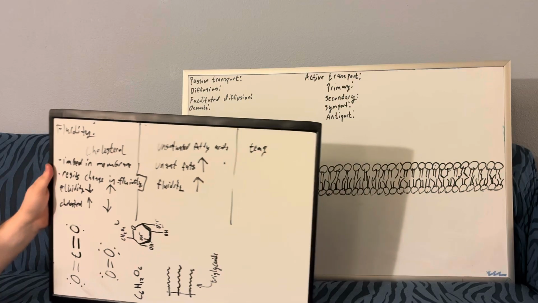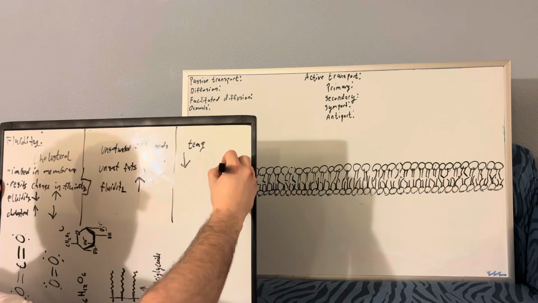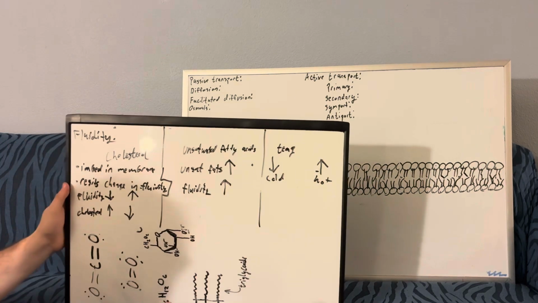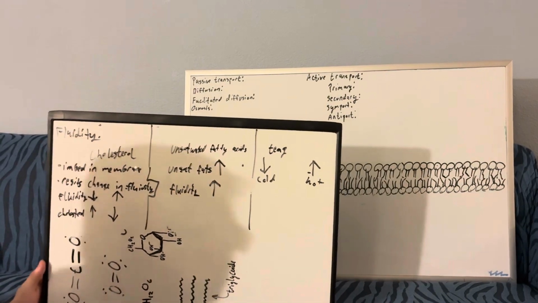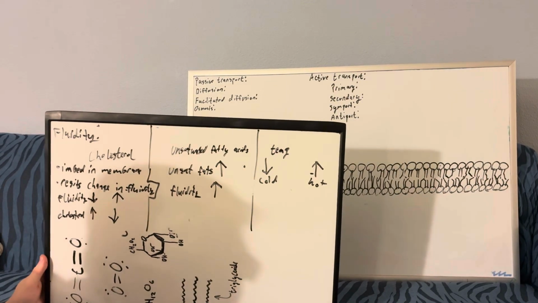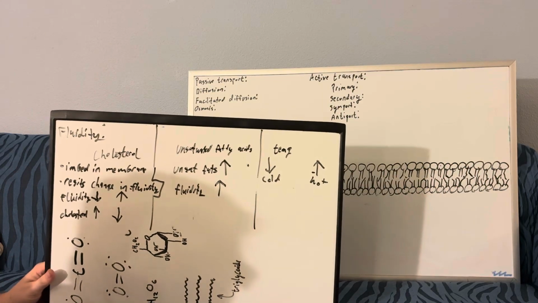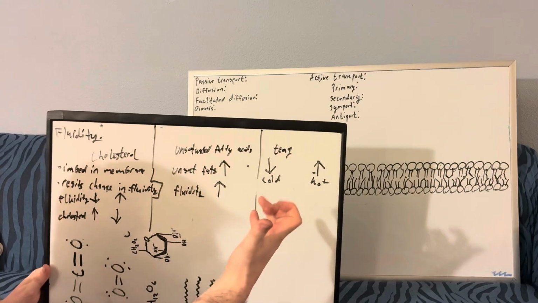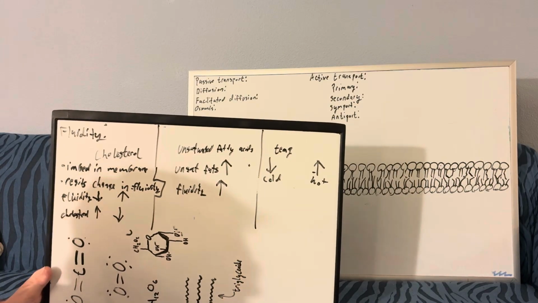When temperature drops, if it gets really cold, so this one over here is going to be increasing, that's going to be hot, this one's going to be cold. So if it gets really cold, it's going to slow the speed at which those phospholipids can move. Think about it like when your hands are really, really cold and you try to go like this, you can't do that as well. Your muscles are slower. You're slower.